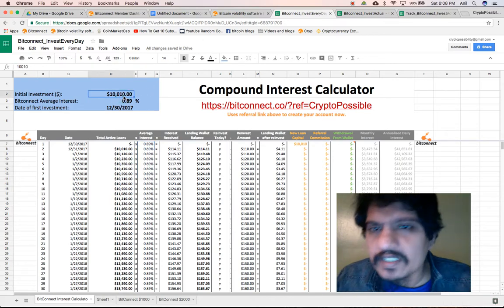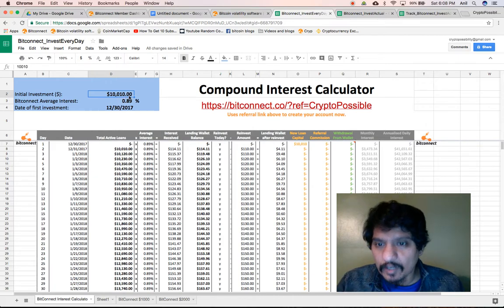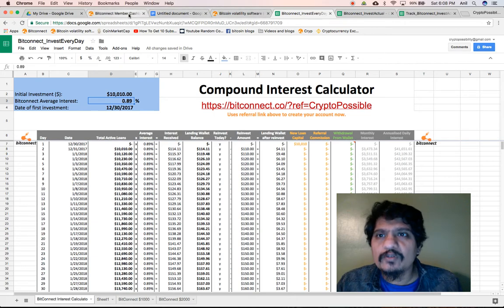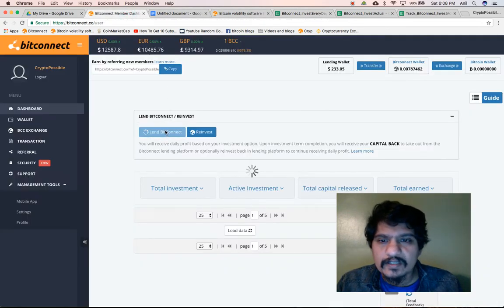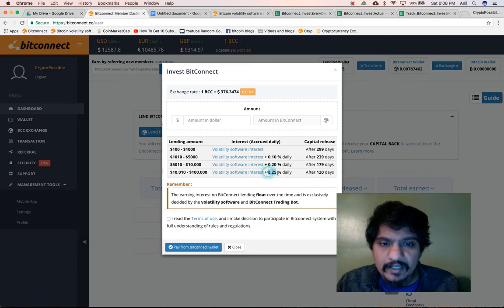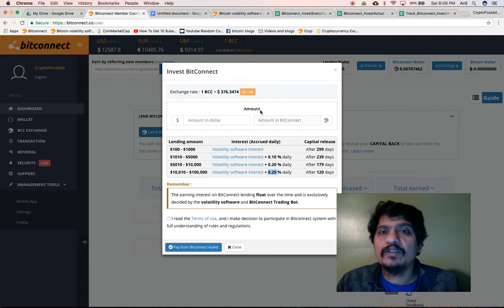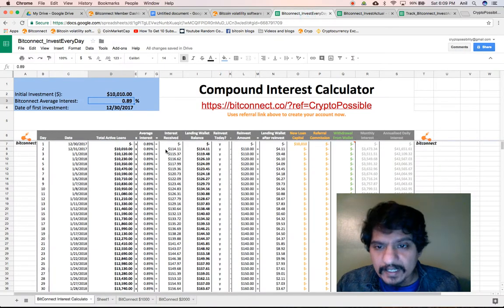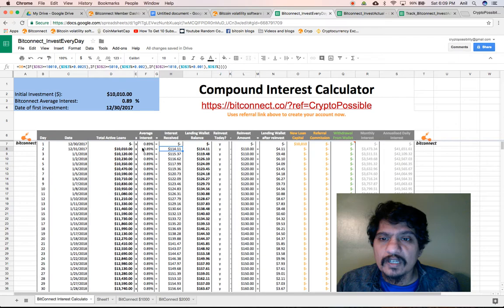Let's say, for example, somebody invested $10,010. We expect that to be multiplied by 0.89, which is the volatility interest, plus a 0.25% guaranteed interest rate. So 0.89 plus 0.25 is 1.14 interest rate. That is the interest rate they should be getting. So based upon that, we calculate.